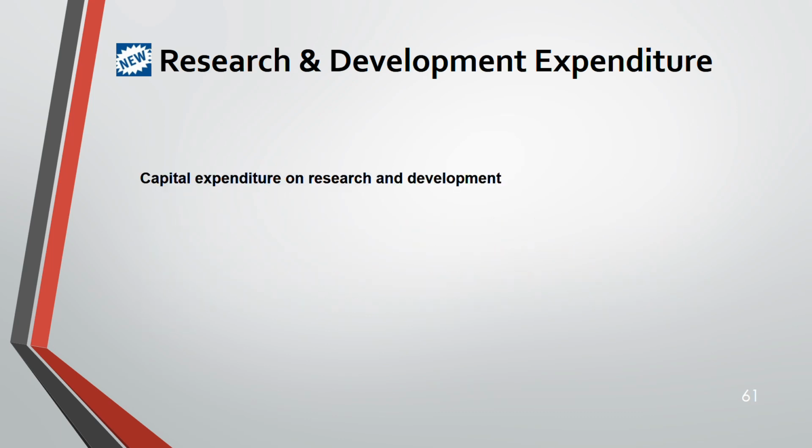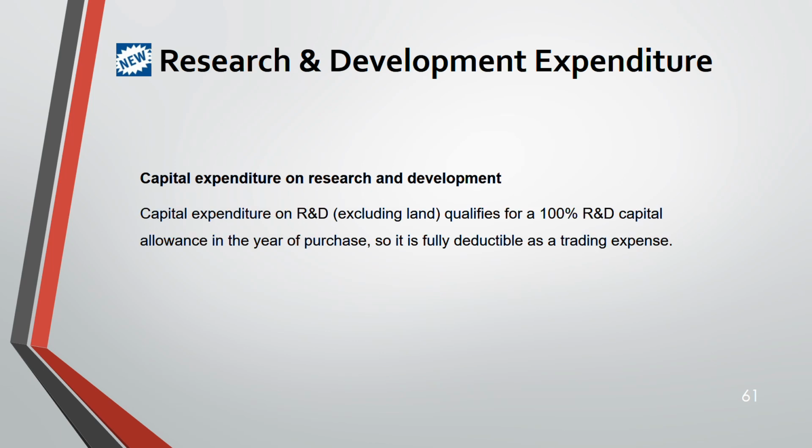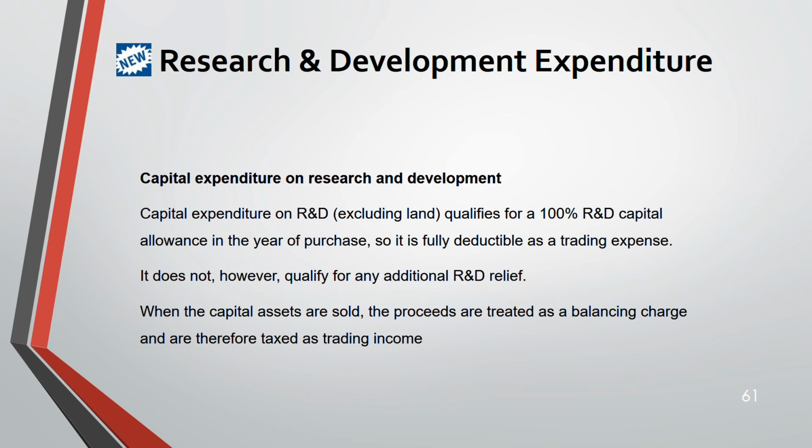Now, what about capital expenditure? Capital expenditure qualifies for 100% R&D capital allowance, but it excludes land. All the capital expenditure qualifies for capital allowance when we are purchasing it, so it is fully deductible as a trading expense. However, it does not qualify for any additional R&D relief. When the capital assets are sold, the proceeds will be treated as a balancing charge and therefore taxed as trading income.